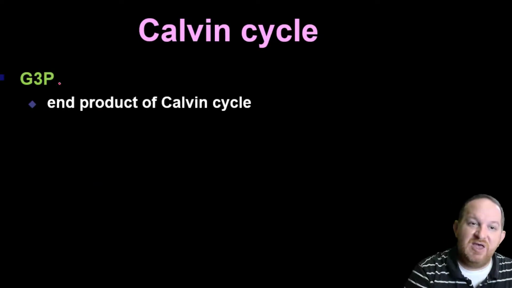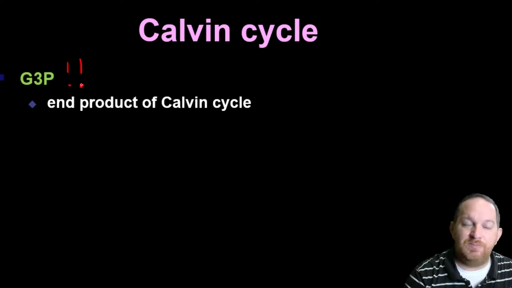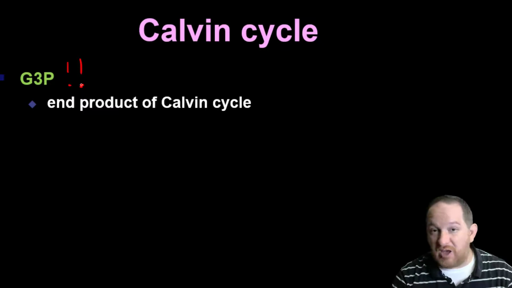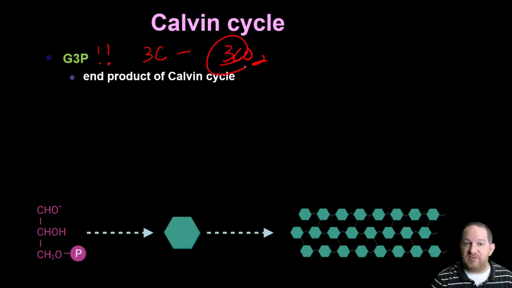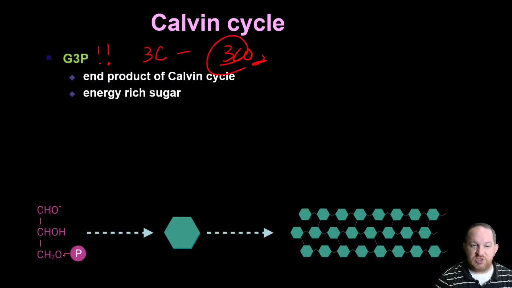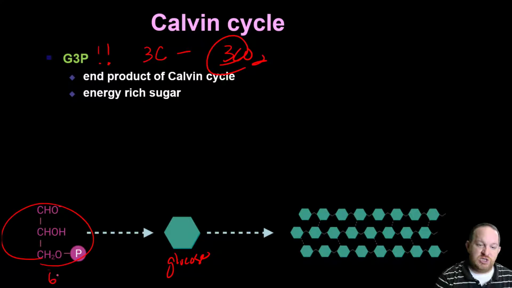Okay, so what's the bottom line? G3P is what leaves. This is a very important sugar because this is the end product of the Calvin cycle. We literally took air, carbon dioxide, rearranged it into this sugar. So since this is a 3 carbon sugar, it took 3 CO2s to get the carbons to make that 3 carbon sugar. So what will this be used for? Of course, this is an energy-rich sugar. If you take 2 of those 3 carbon sugars, it'll make glucose, right? So here's G3P. You put 2 of those together, you get glucose.